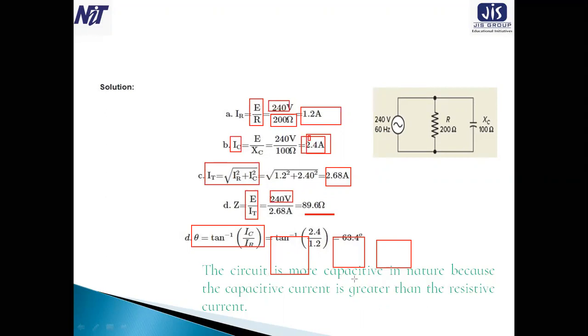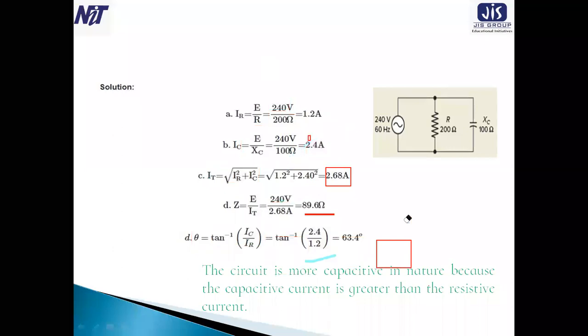The circuit is more capacitive in nature because the capacitive current is greater than the resistive current. It is capacitive because the capacitive current is 2.4 and the resistive current is 1.2. Which one is greater? 2.4 is greater. So the circuit is more capacitive in nature because the capacitive current is greater than the resistive current. This is the reason for this calculation.